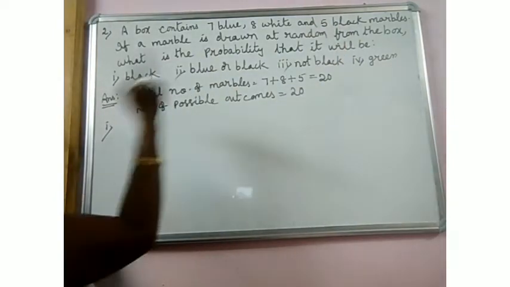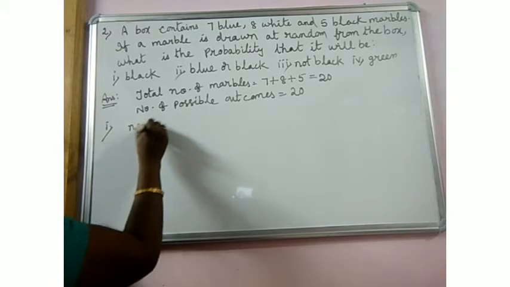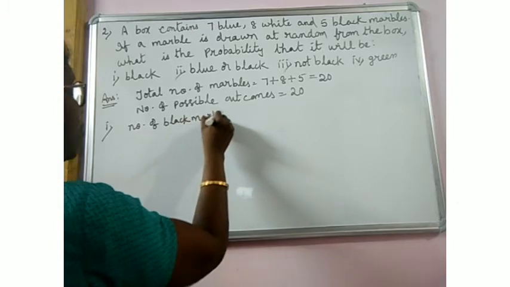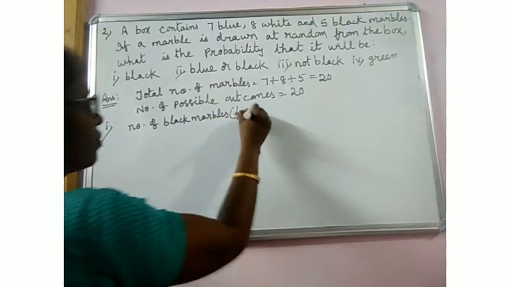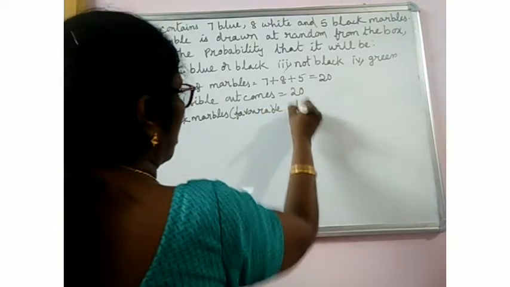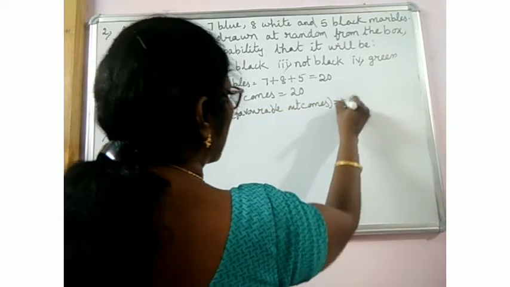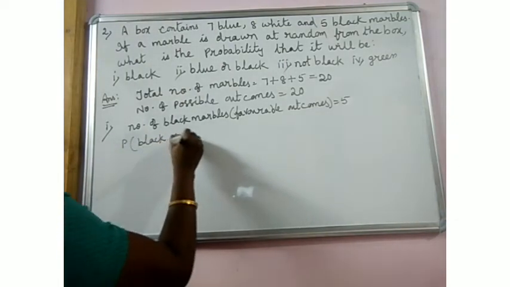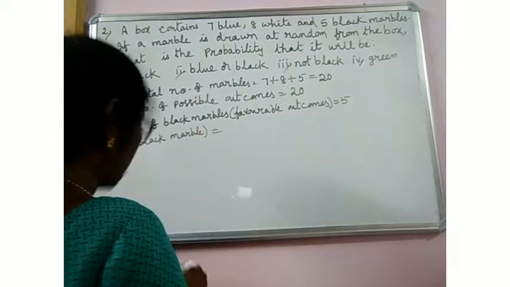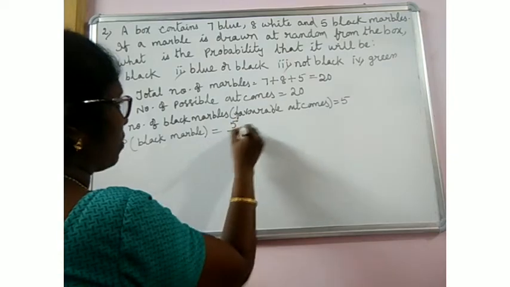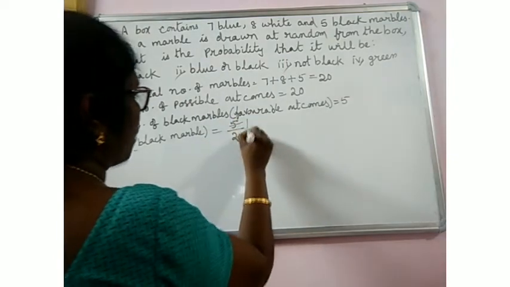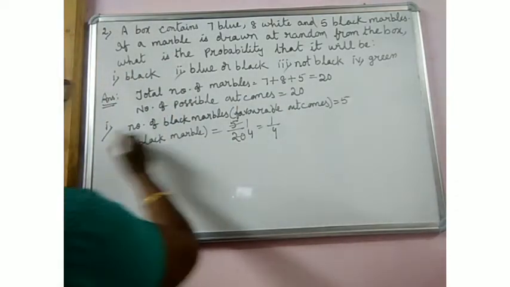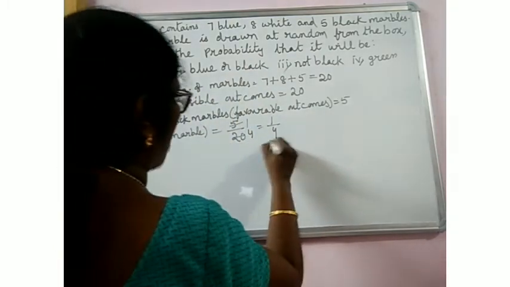First one, black. How many black marbles are there? 5. Number of black marbles is 5. That itself is the favorable outcomes. Number of favorable outcomes is equal to 5. So probability of getting a black marble means favorable outcomes 5, possible outcomes 20. 5 ones are 5, 5 fours are 20, so 1 by 4 is the probability of getting a black marble.